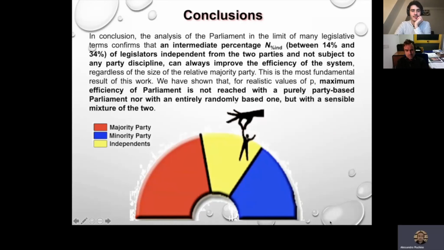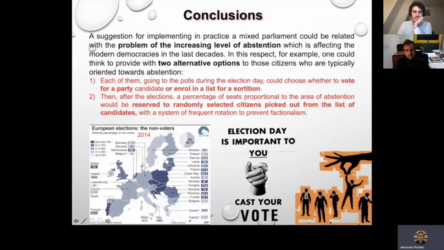This can suggest a practical implementation of our results that could be related with the problem of the increasing level of abstention. For example, one could think to offer 2 alternative options to those citizens who are typically oriented towards abstention. Each of them, going to the polls during the election day, could choose whether to vote for a party candidate or enroll in a list for a sortition. Then, after the elections, a percentage of seats proportional to the level of abstentionism would be reserved to randomly selected citizens picked out from the list of candidates.